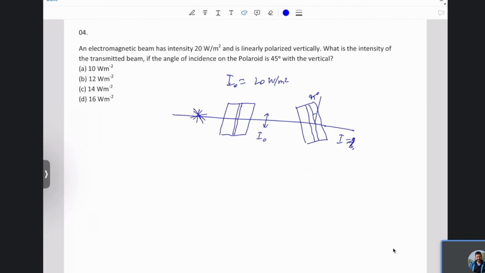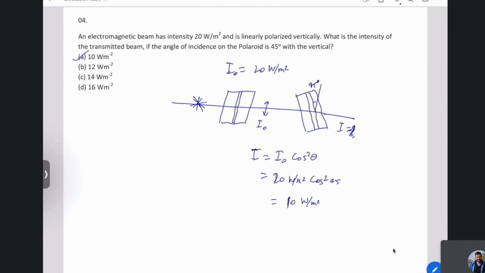So this is a straightforward application of Malus's law, right? Which is I is equal to I naught cos square theta, correct? Where I naught is given 20 watt per meter square and theta is what, 45 degree. So cos square 45. Cos square 45 is 1 by 2. So it's just 10 watt per meter square. So the intensity gets half, correct? So easy problem. Any question? Okay, thank you.